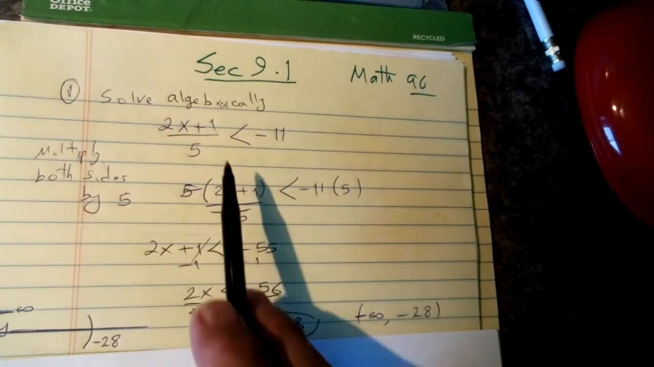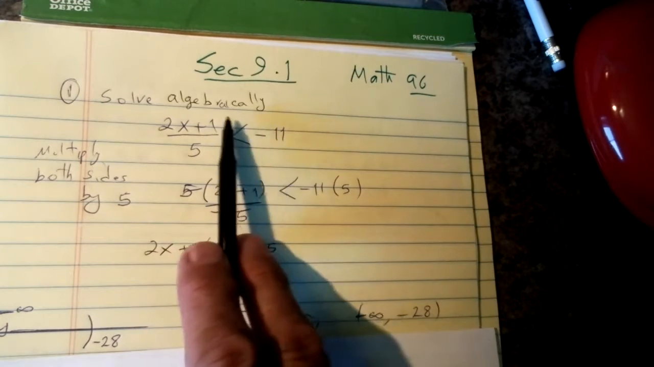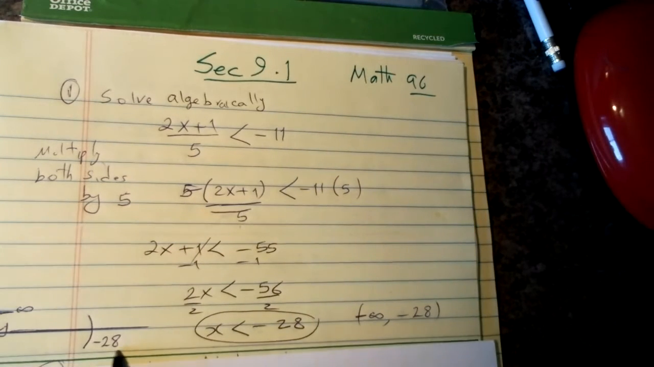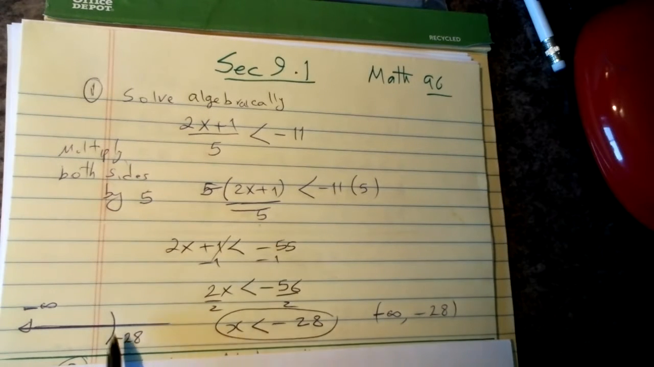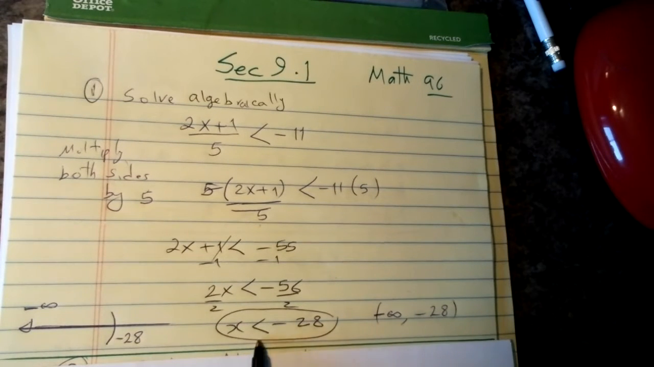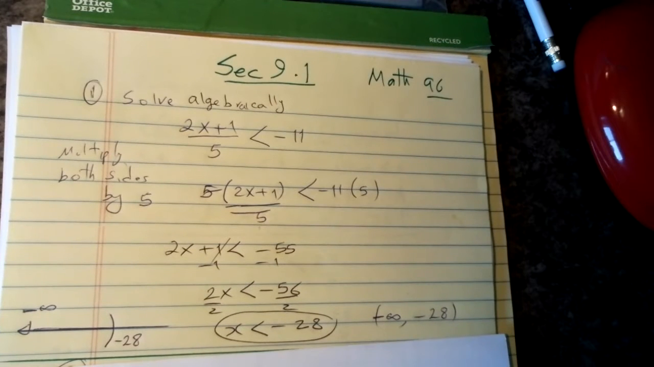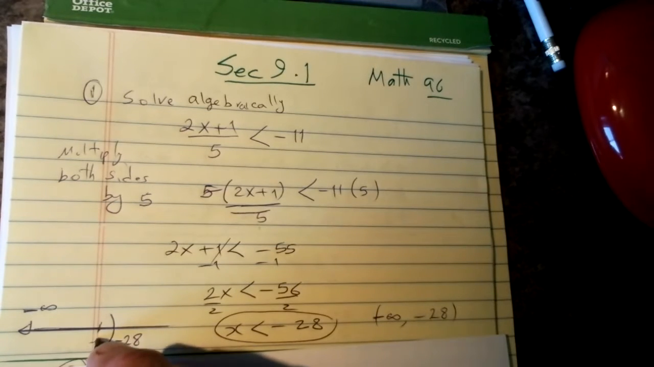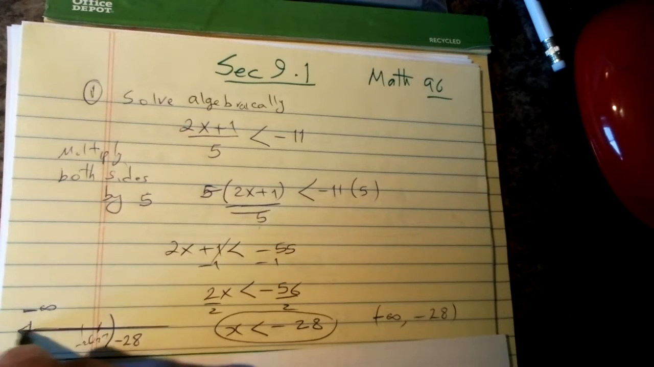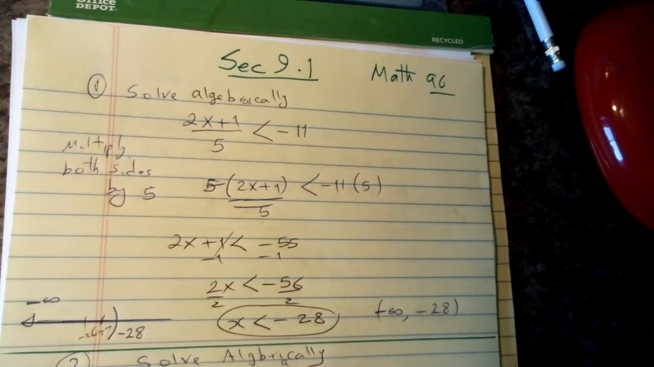Now, they ask us to solve algebraically. They don't want us to graph, but I'll just show you here, in case they also ask you to graph it. That's how you graph it. Why is it a parenthesis? Because it doesn't have an equality sign. So it's all the numbers between minus 28 and minus infinity, because x is less than that. Less than minus 28 is all these numbers, minus 29, minus 30, all the way to minus infinity.